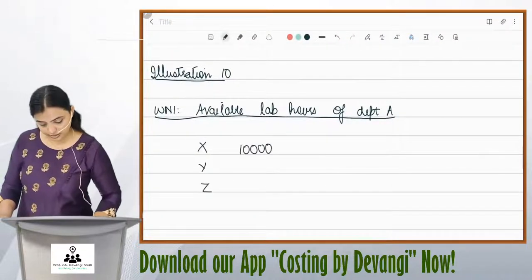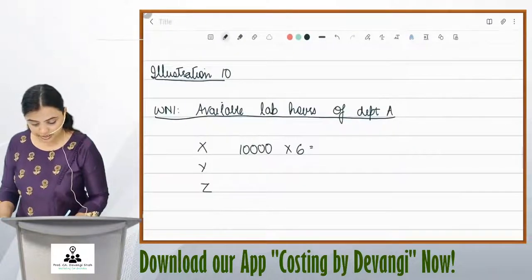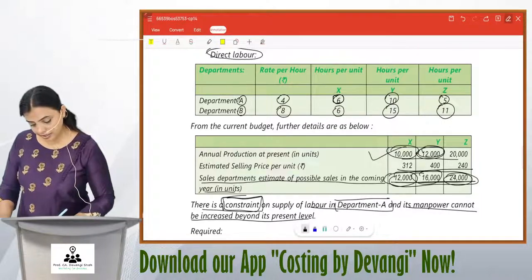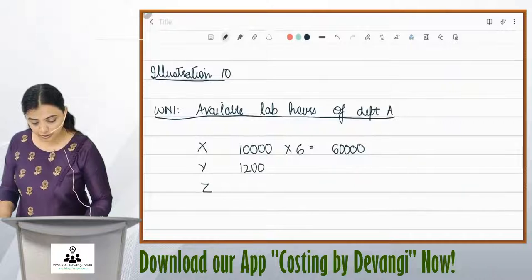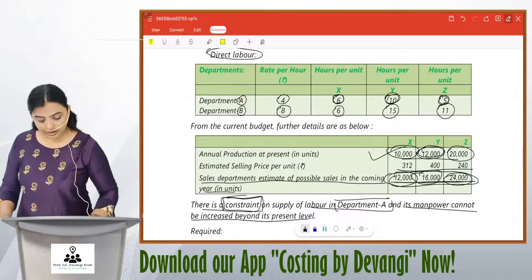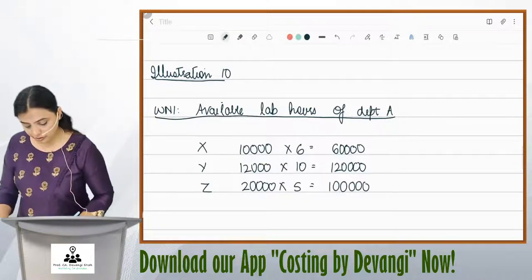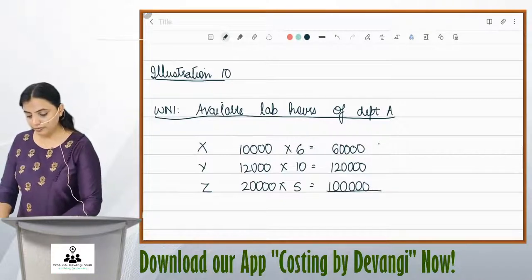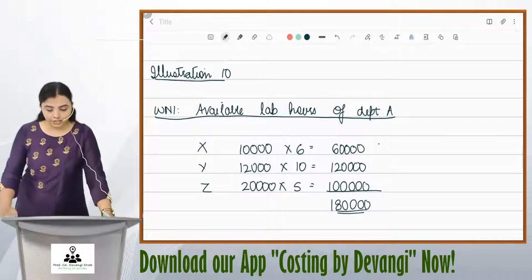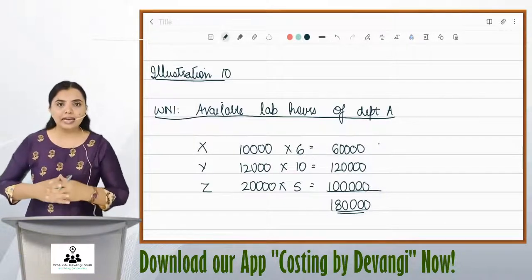We have 10,000 units of X, and X requires 6 labor hours. 10,000 into 6, you get 60,000. Then friends, Y, 12,000 units and it requires 10 labor hours. So 12,000 into 10, you have 1,20,000. And for Z, 20,000 units and you require 5 hours. 20,000 into 5, you get 1,00,000. So friends, total labor hours are how much? You have presently total 1,80,000 hours available. Friends, please let me know in the comment section, have you understood this calculation? So friends, presently, हमारे पास 1,80,000 hours है.